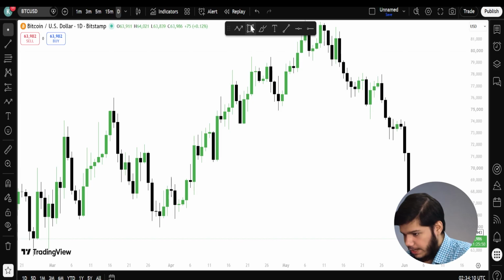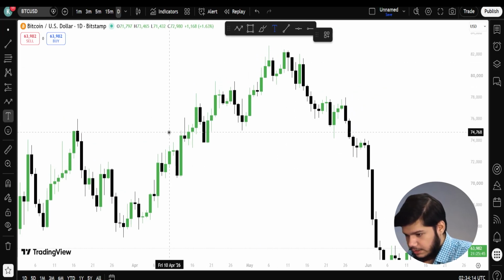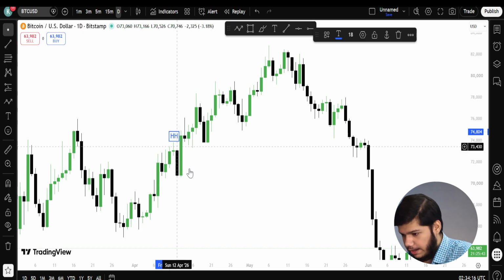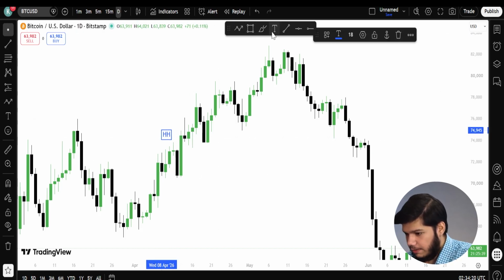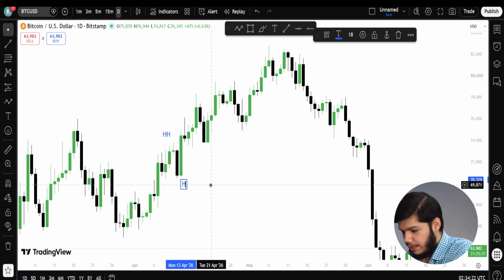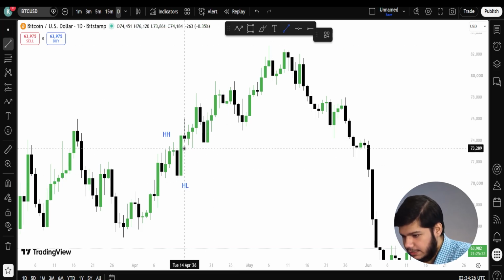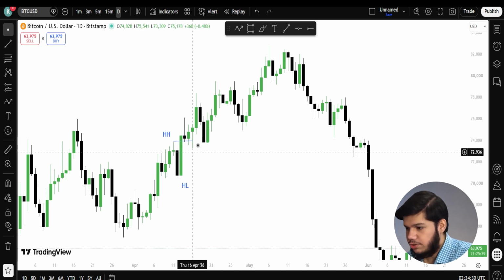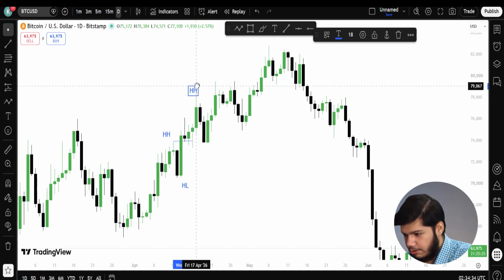Okay, let me show you by marking this. Price created a higher high right here. Then price comes back right here, creating a higher low. Now see that this high has been broken right here, eventually making another higher high. I'll consider this a higher high.